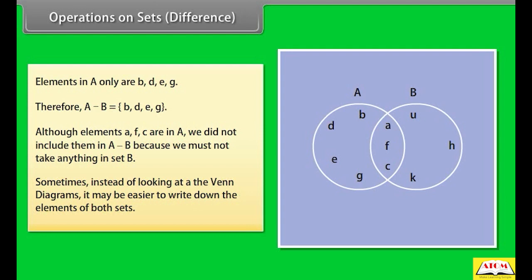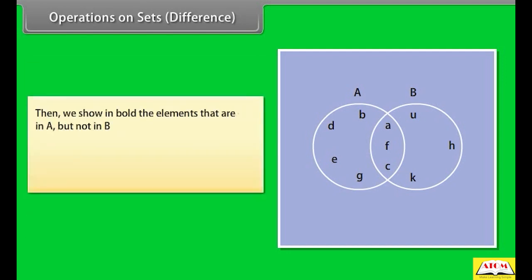Sometimes, instead of looking at the Venn diagrams, it may be easier to write down the elements of both sets. Then we show in bold the elements that are in A but not in B. A is equal to {B, D, E, G, A, F, C}. B is equal to {K, H, U, A, F, C}.